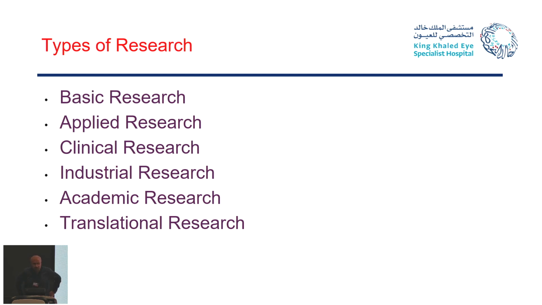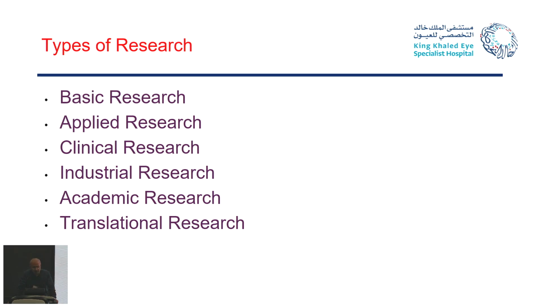Basic research is usually research which goes into understanding the mechanism of how things work. For example, if we want to know how a gene contributes to the pathogenesis of a certain disease, I would call that basic research. If I want to see how atoms come together to form a molecule, that's basic research.